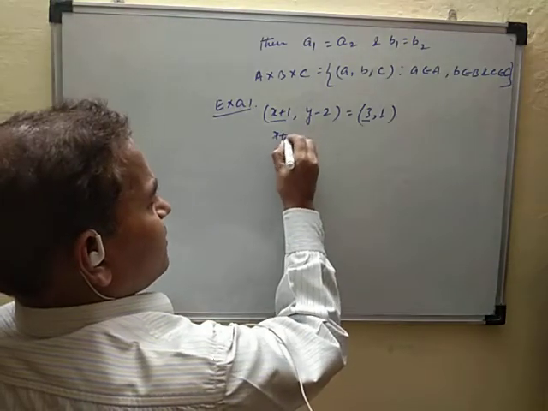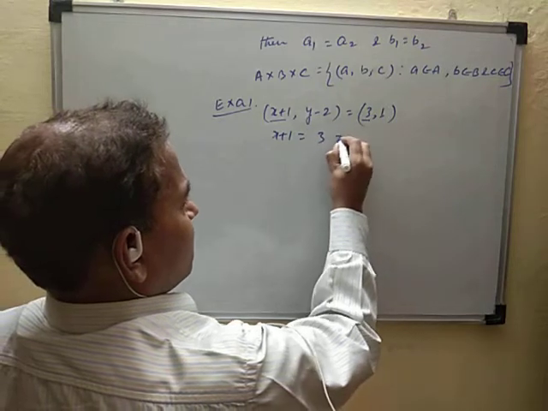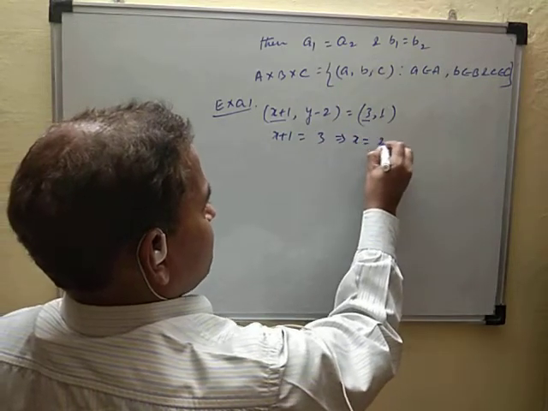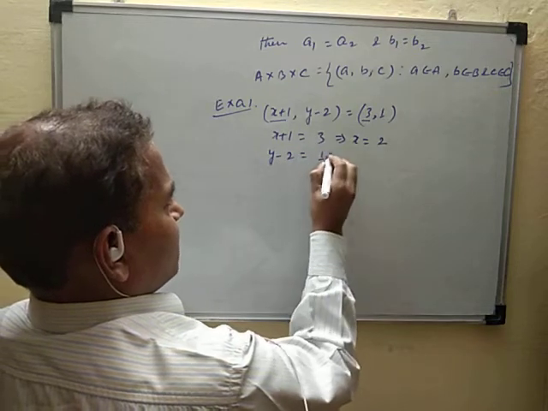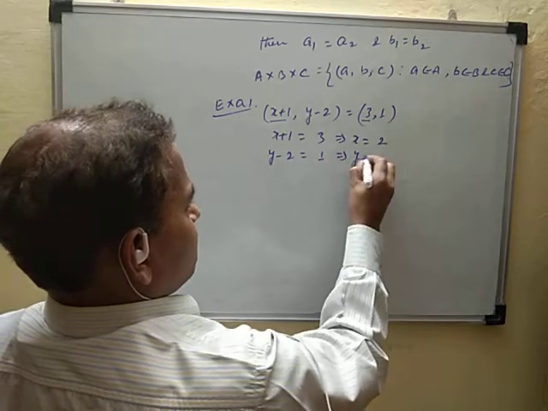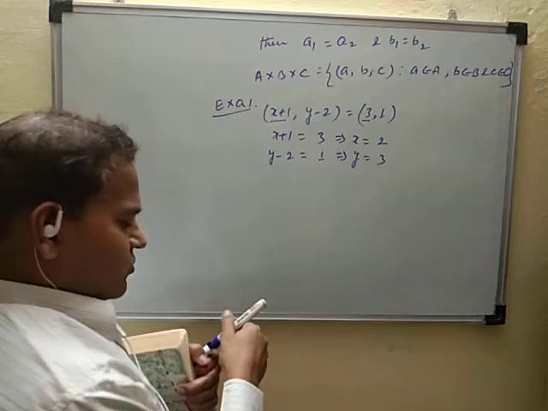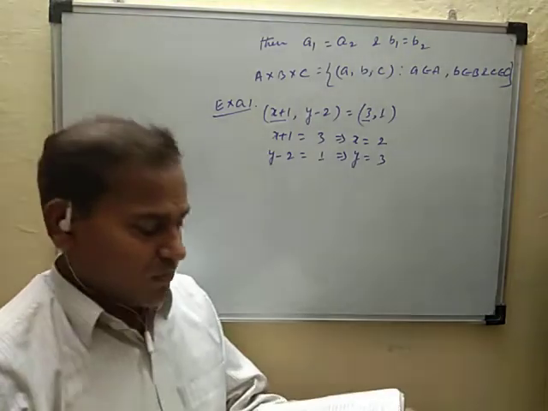So here x plus 1 is equal to 3, this implies x is equal to 2, and y minus 2 is equal to 1, so this implies y is equal to 3. So this is the value of x and y.